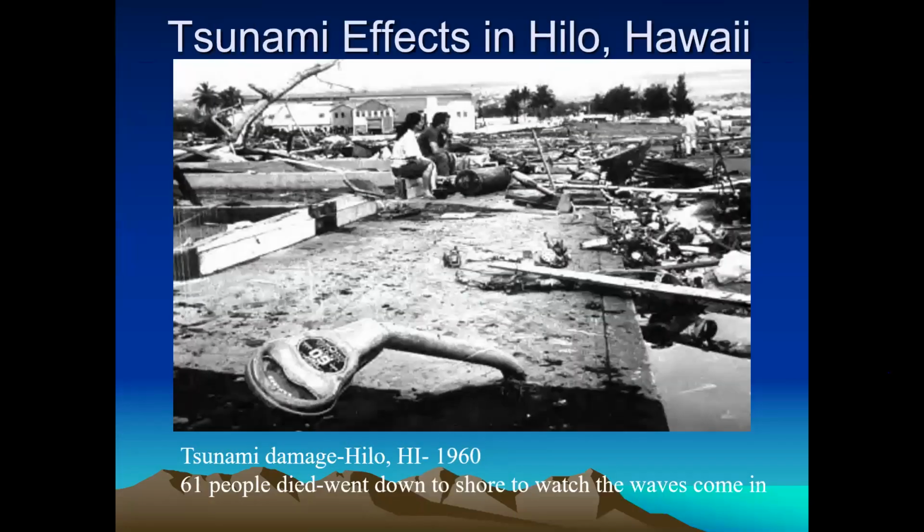This is in Hilo, Hawaii in 1960, and you see just the power of these things. These are parking meters. Parking meters are pretty darn strong, but the power of that water just bent them horizontal. There were 61 people that were killed in this tsunami. Most of them died because they went down to the ocean. They went down to the shore to see what was going on.